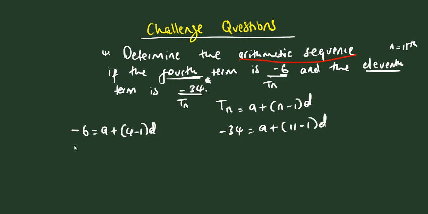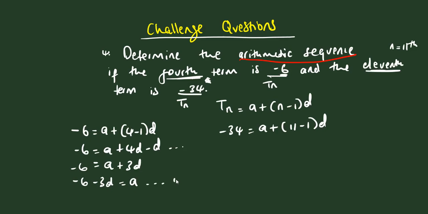Okay, so here you simplify, you're going to have -6 is equal to a plus 4d minus d. Then you can make a the subject of the formula, or d, whichever one you want. 4d minus d is 3d, and then I can now say maybe -6 minus 3d is equal to a. I have made a the subject of the formula.